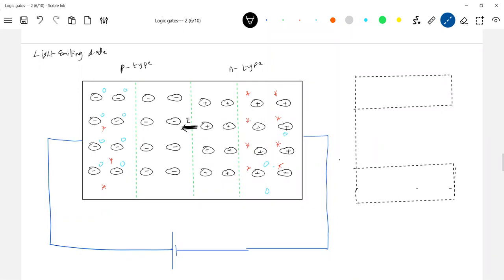Can you remember the energy band diagram? There's a valence band, there's a conduction band. There will be some free electrons, no? Due to thermal agitation, and equally many holes will be there. And these free electrons need not be at the same level. They can be at different levels.